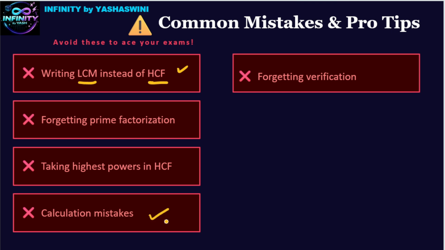Then calculation mistakes. Cross verify two to three times while doing calculation. Don't make any calculation mistake. By practice, you may fix it. And forgetting verification. Once you are done with your answers, again cross verify the answer. You may have made some error or mistake here and there. So to fix it, always do the verification.